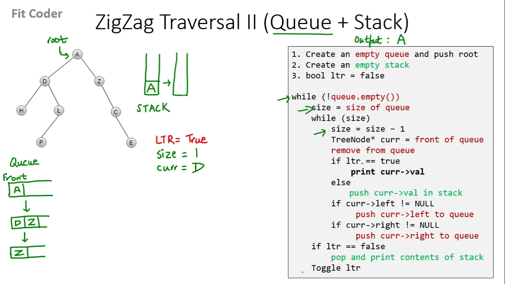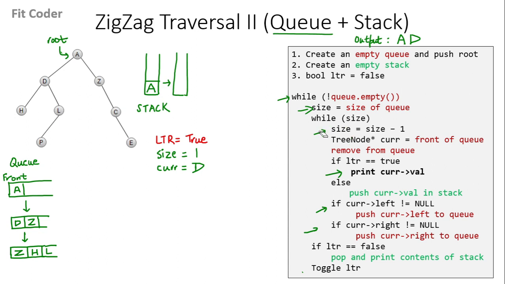Then we check value of LTR. So LTR is true. So we print the value of current. We print D. And then we check left of D. So left of D is H. We push H in the Q. And we check right of D. Right of D is L. So we push L in the Q as well.